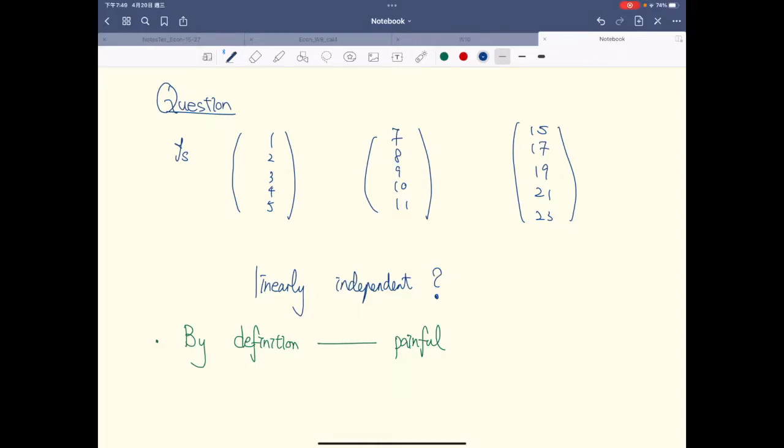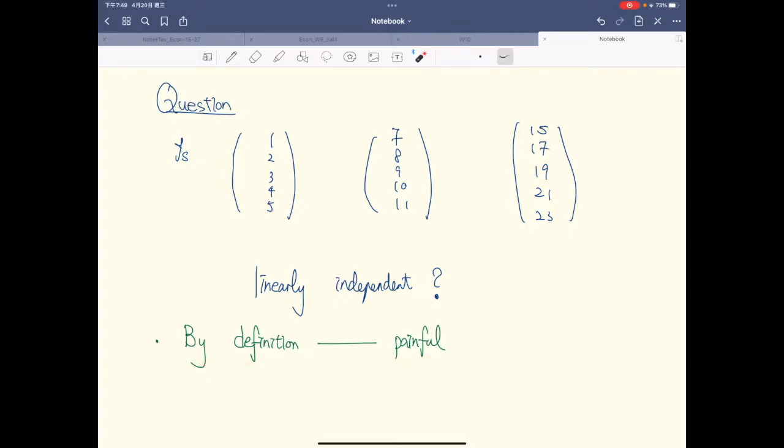So let me begin the next topic with a question. This is a question you might think you can answer using just knowledge from week 1. For example, if I give you 3 vectors, but these 3 vectors are very nasty, 1, 2, 3, 4, 5, 7, 8, 9, 10, 11, 15, 17, 19, 21, 23, are they linearly independent? If you try to do this by definition, it's very painful.